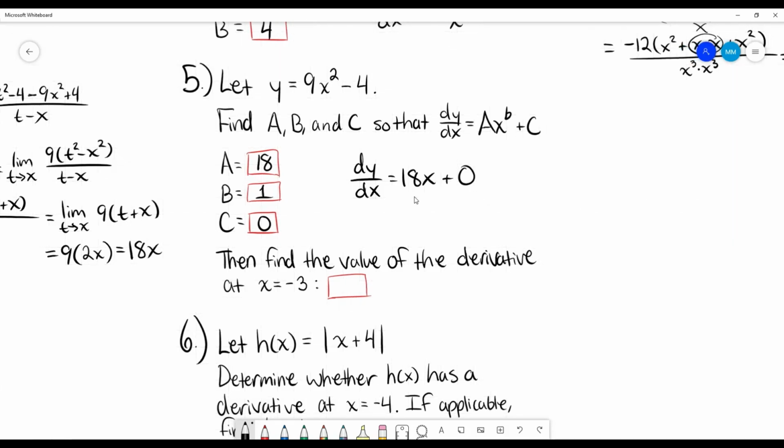So now we just want to find the value of this derivative at x equals negative 3, which is just plugging in a negative 3 for x after taking the derivative like we just did. So it's going to be 18 times negative 3, which is negative 30 plus negative 24, and I believe that should be negative 54.